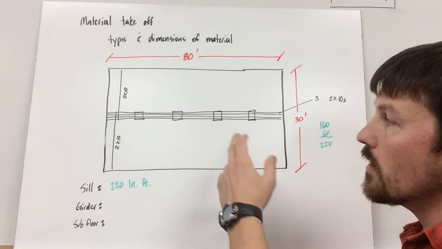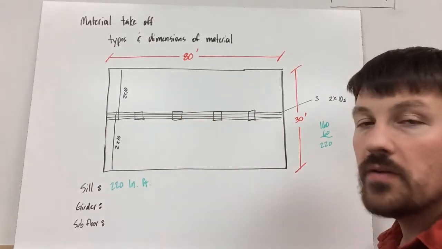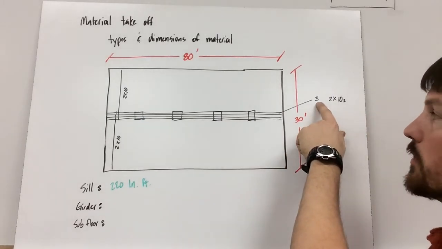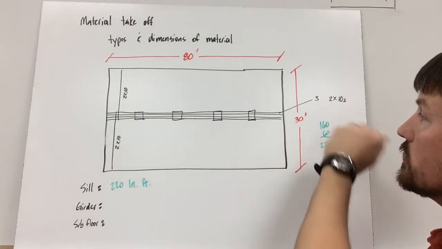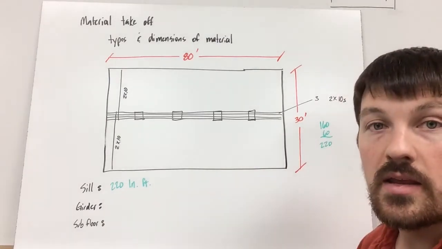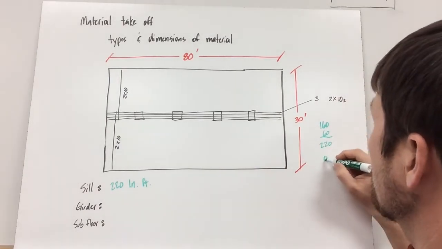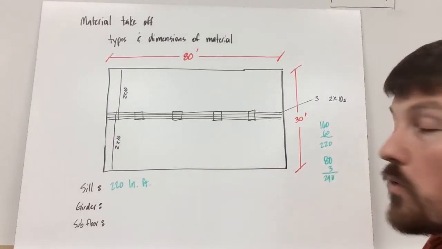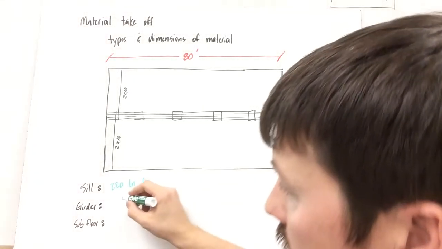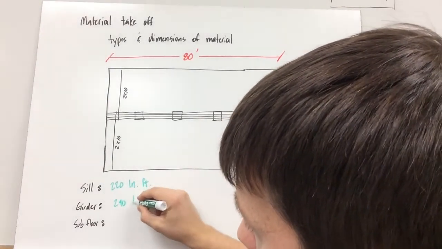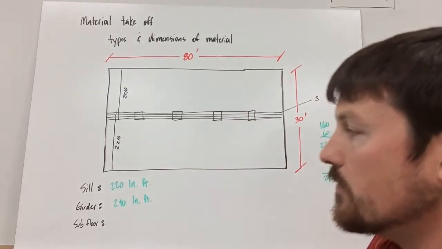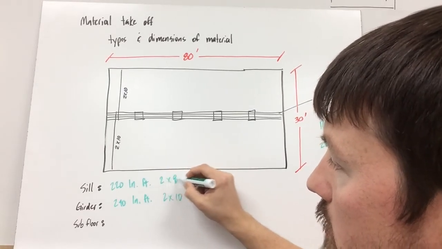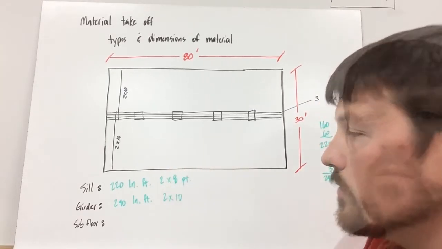For the girder, I need 80 feet in length, but it tells us here on the prints it's made up of 3 2x10s. So I would take 80 times 3, which is 240. So I need 240 linear feet of 2x10s. This would be 2x10s. This would be 2x8s, and they're pressure treated.